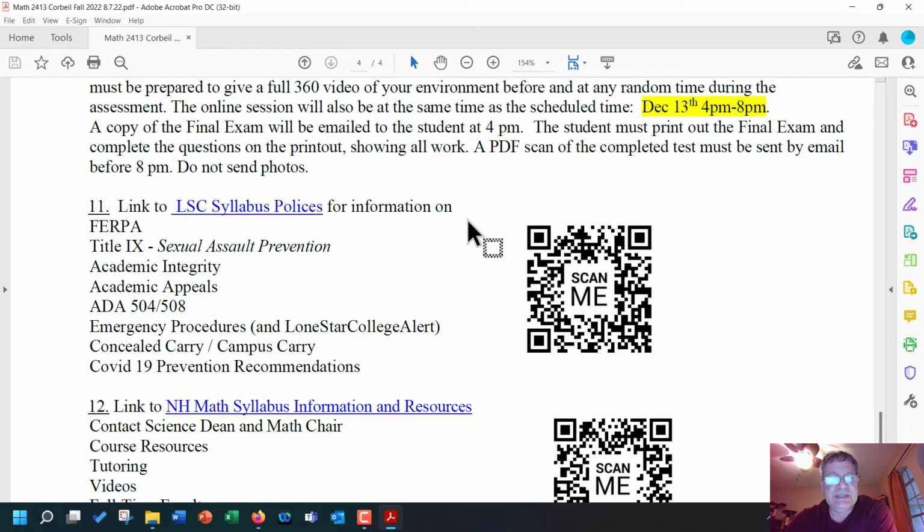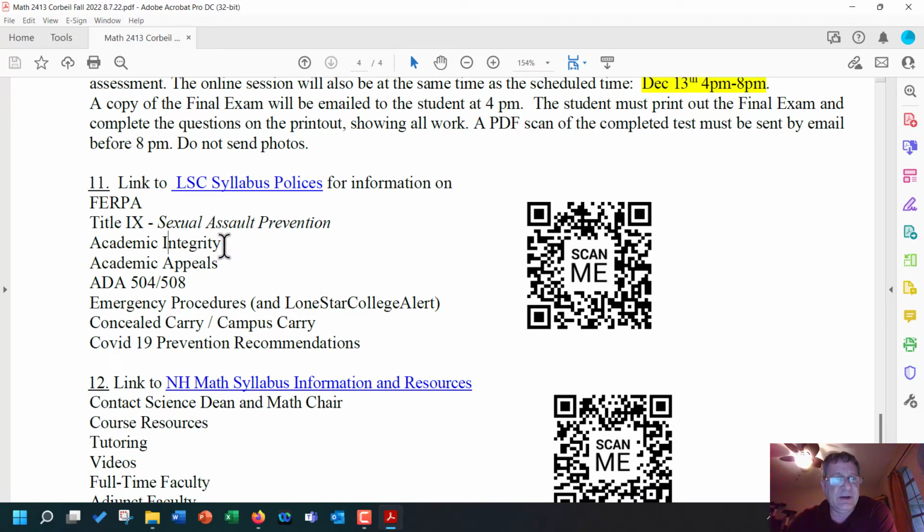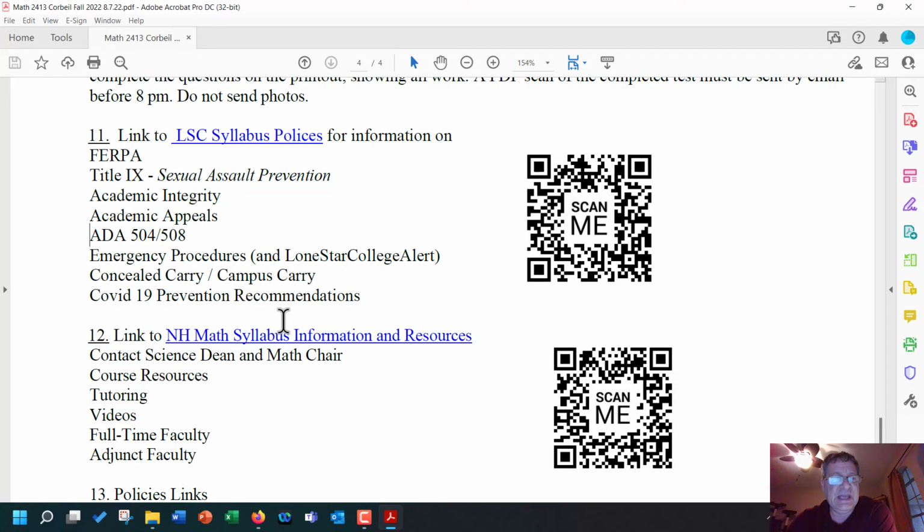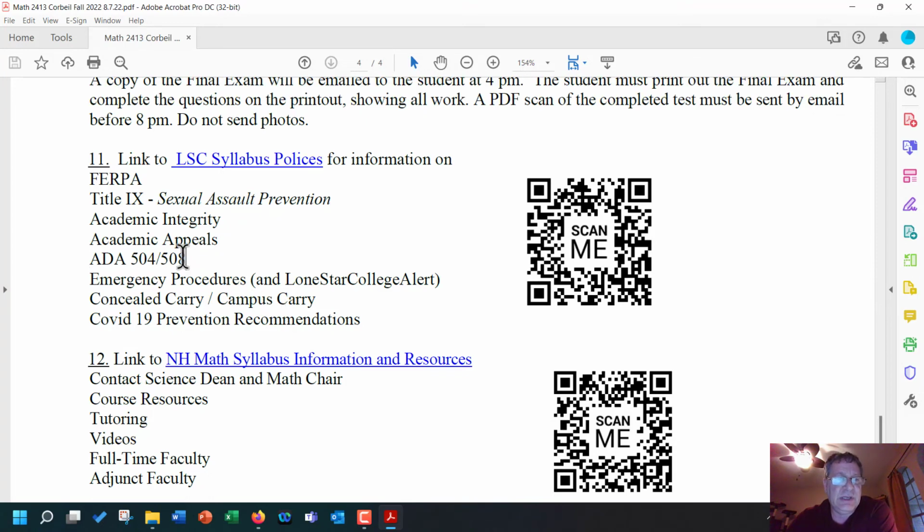Some syllabus policies: if you want, you can choose this link and you can see that. Those are FERPA, which is Student Private Records Confidentiality. Title IX, Sexual Assault Prevention. That's also listed there, the things that we do to prevent sexual assault on campus. Academic integrity and academic appeals are also there. Our ADA statement: if you have any ADA needs that are beyond what I set up for you in the online environment, you can get to those there.